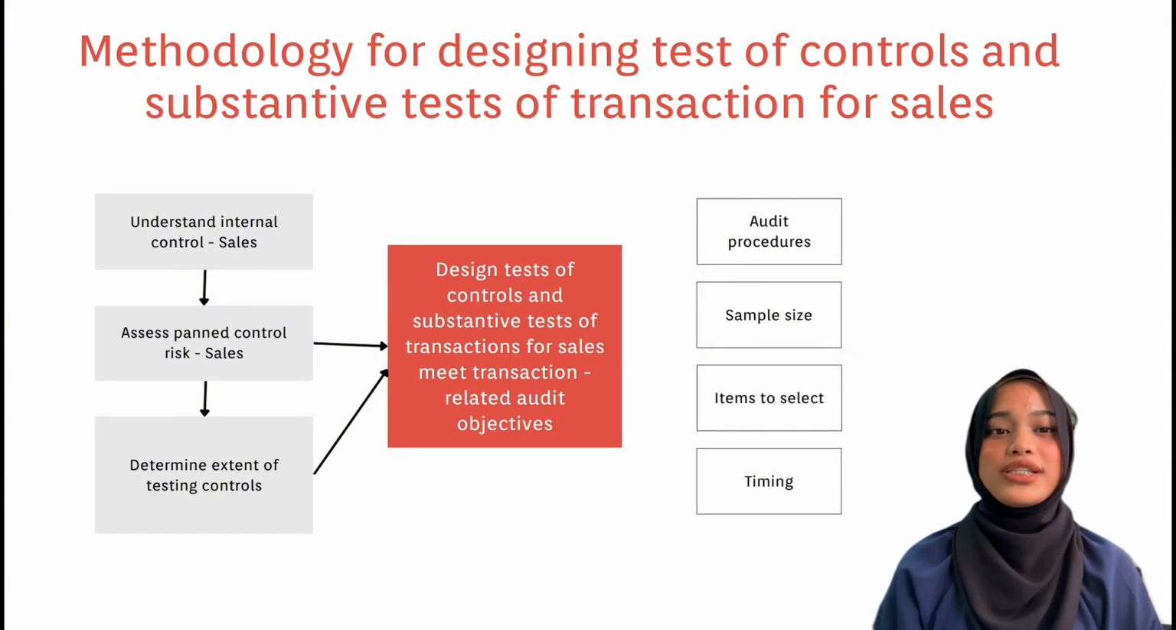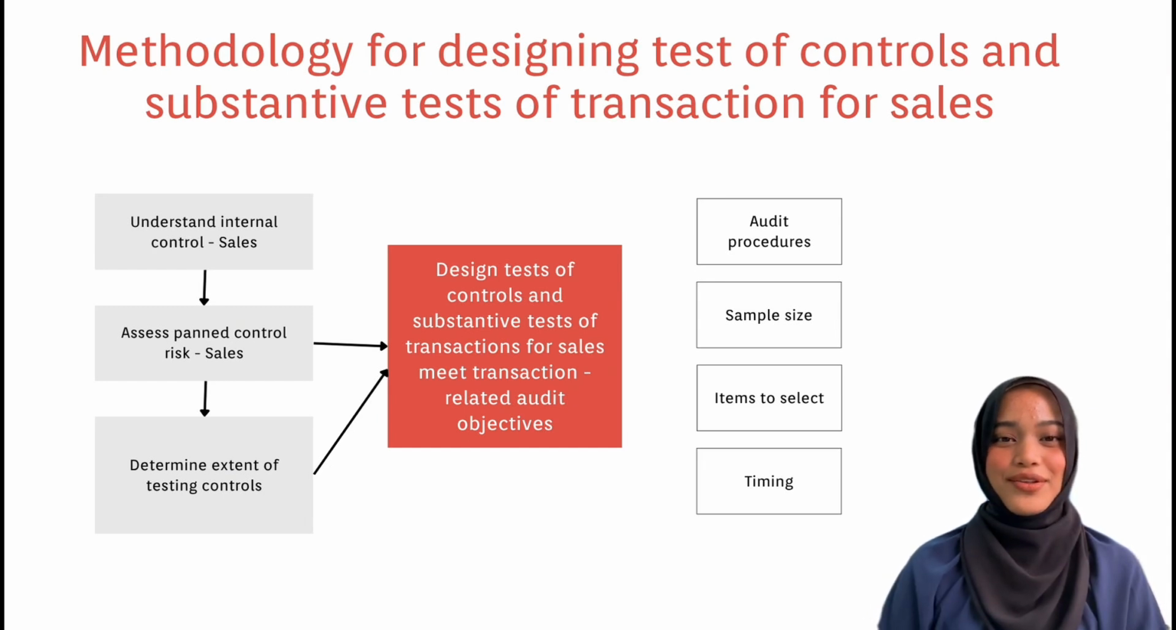Key components of this step include audit procedure, defining the specific steps to test the control; sample size, determining how many transactions will be tested; items to select, identifying which transactions or documents to test; and timing, scheduling when the test will be conducted. By following this methodology, we support a thorough audit process that identifies and addresses issues in the sales process, ultimately strengthening the accuracy of financial reporting.